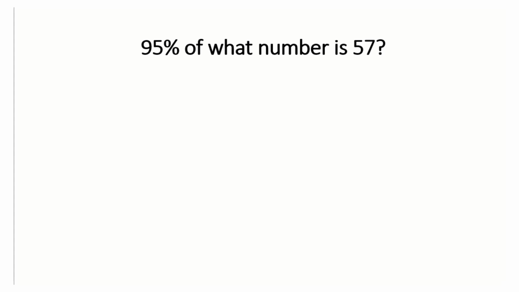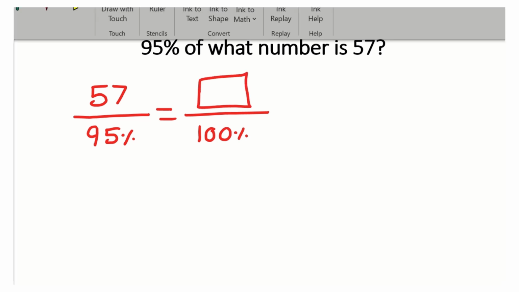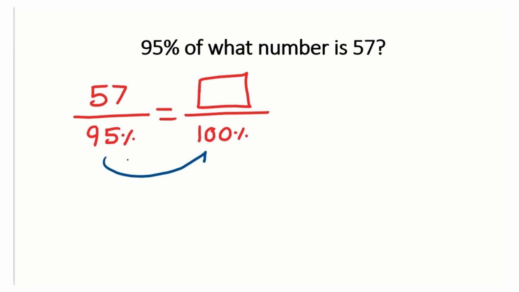And now we come to 95% of what number is 57. Well, to figure this out, we are going to represent that 57 is 95% of the whole number. But we would like to know what 100% of the whole number is. To do that, we set up this proportional relationship. But once again, we are thwarted because 95 will not go into 100 evenly. Oh no, what to do?